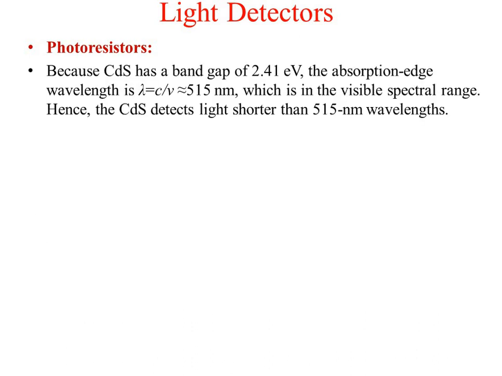For a cadmium sulfide type of material, the band gap, meaning the gap between the valence band and the conduction band, is 2.41 electron volts, and the absorption edge wavelength is about 515 nanometers, which is in the visible spectral range. Hence cadmium sulfide detects light shorter than 515 nanometers wavelength. That means normal sunlight or normal tube light is also detected by such photoresistors.